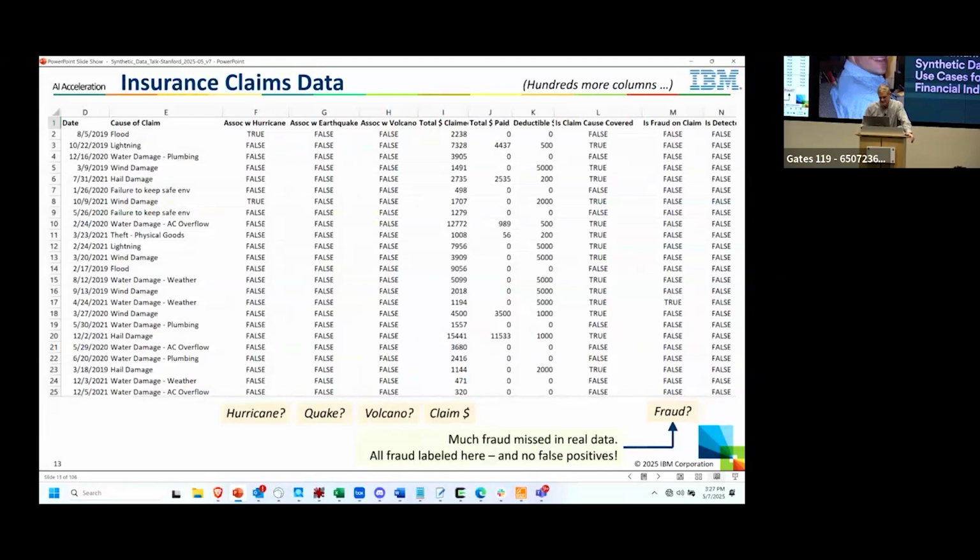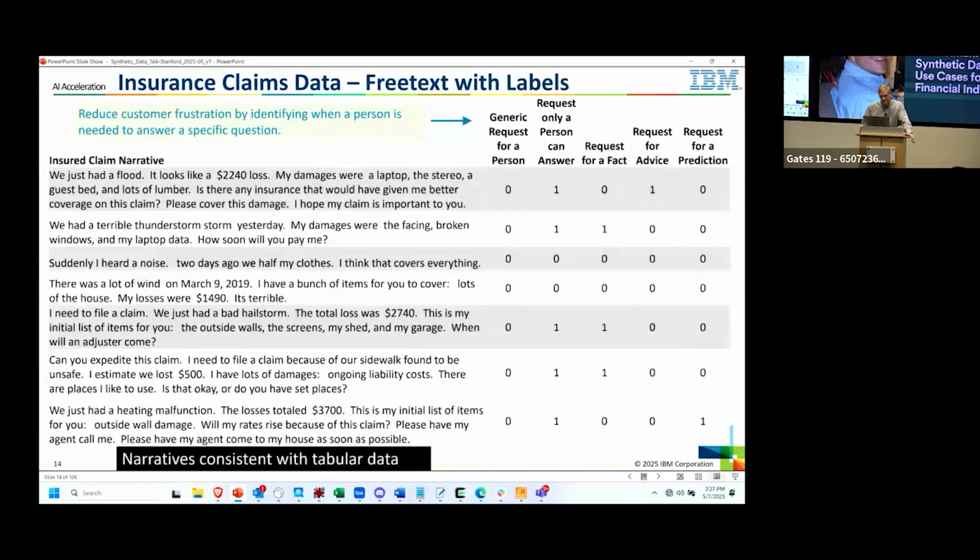So it's a very detailed sort of analysis, database style, which is how insurance companies have traditionally managed this sort of information. But of course, something like an insurance claim is rarely quite so cut and dry that you can just list out a bunch of columns and say this completely describes everything that needs to be said. So we also have free text about insurance claims, and this free text is constructed to match the tabular information that we saw on the previous slide.